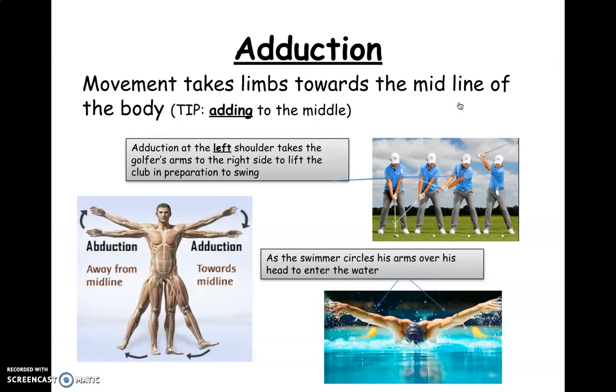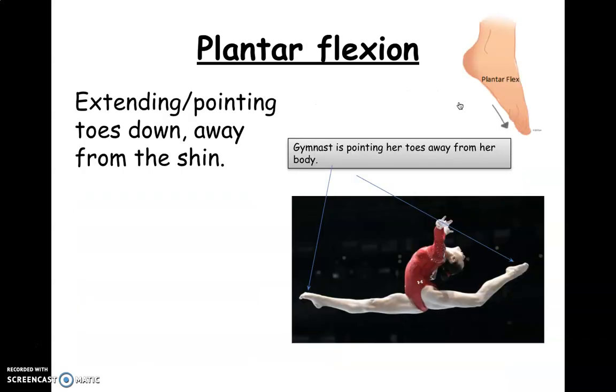Then the opposite is adduction, and if you take the first three letters, add, so you're coming towards the midline of the body. The arms are being added towards the middle of the body. So the second phase of the star jump, when you bring your arms back to touch your legs before you bring them out again, that's adduction, as they're coming closer towards the midline of the body. As the swimmer circles his arms over his head to enter the water, that's the butterfly stroke he's doing there. That also demonstrates adduction.